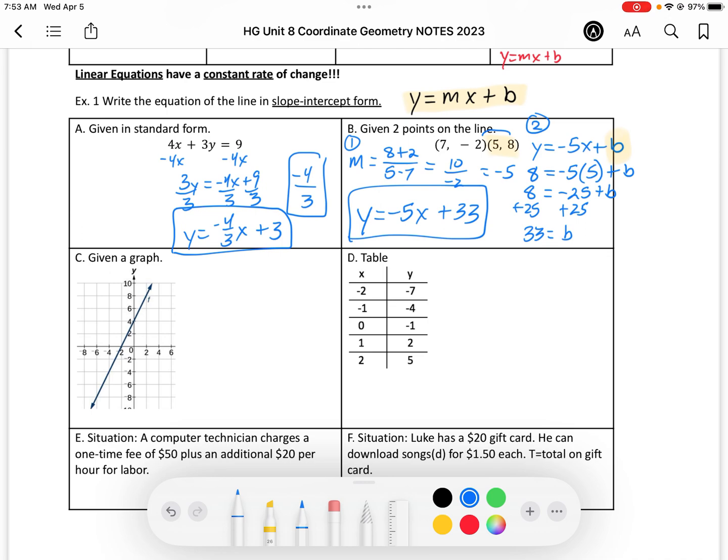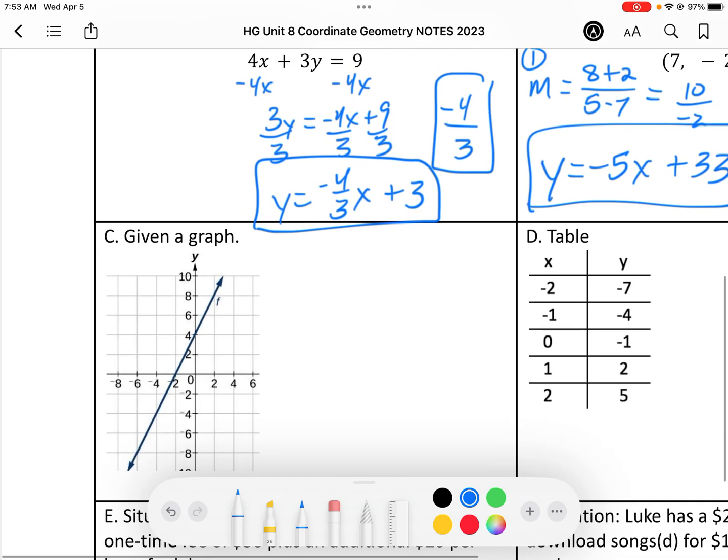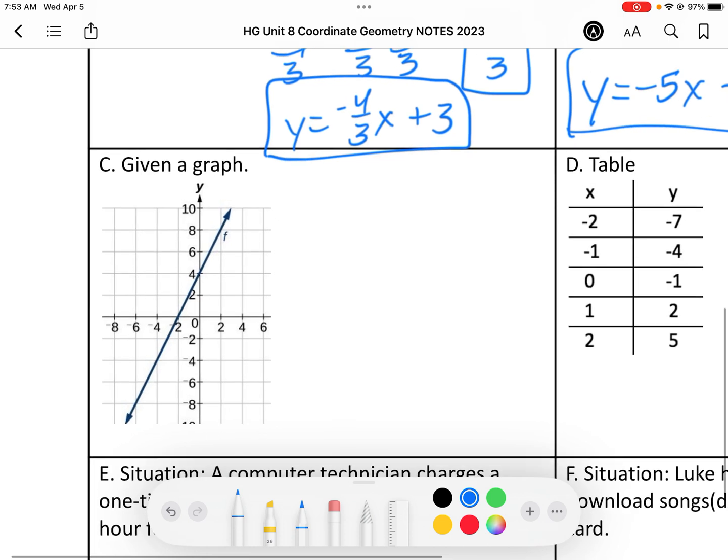To write the slope-intercept form given a graph, this is probably the easiest thing to do. You need the slope, which is rise over run, and you need the y-intercept. It actually helps to figure that one out first. The y-intercept is where it crosses the y-axis, where x is 0. That's that point, so the y-intercept is 4.